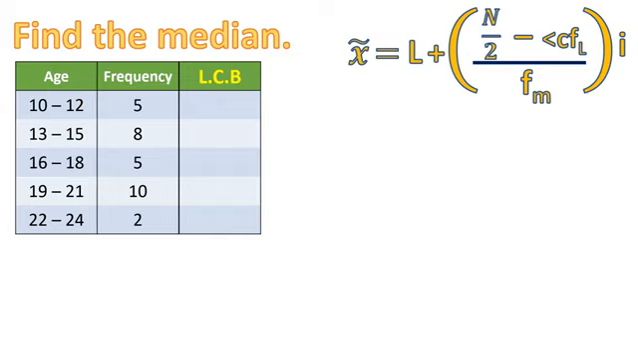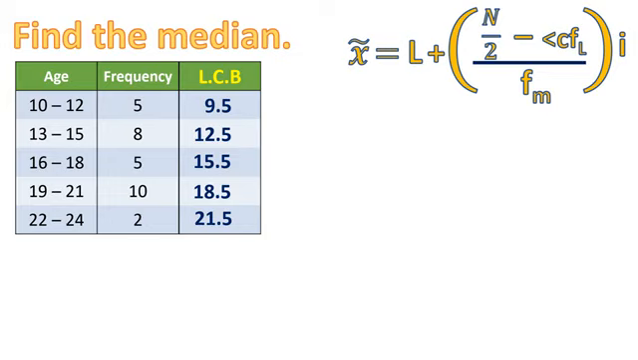So for example, we have 10 minus 0.5 is 9.5. 13 minus 0.5 is 12.5. 16 minus 0.5 is 15.5. 19 minus 0.5 is 18.5. And 22 minus 0.5 is 21.5. So that's lower class boundary, and that's how easy it is.